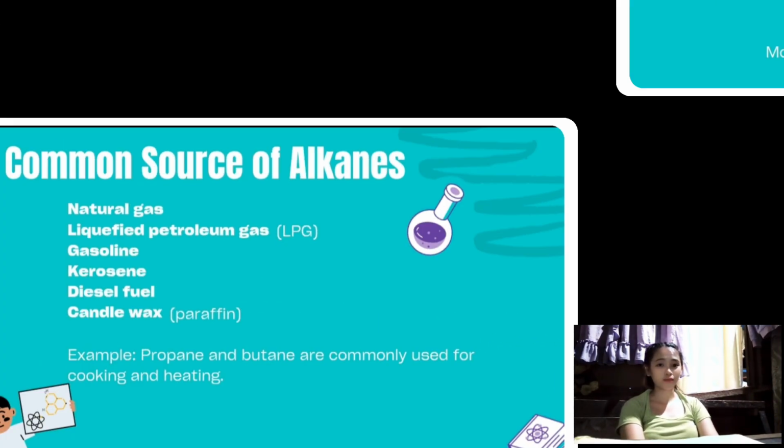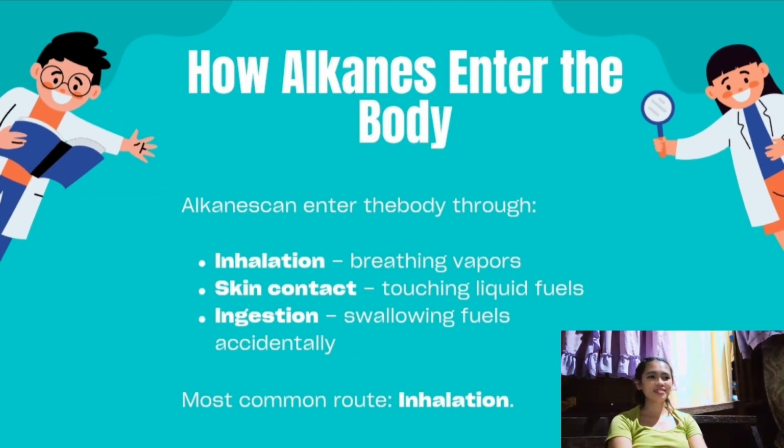Okay, let's move on. Next is how alkanes enter the body. Alkanes can enter the body through inhalation. Breathing vapors can cause dizziness, headache, drowsiness, nausea, gastritis or acid reflux, and loss of coordination. High concentration can depress the central nervous system and may lead to unconsciousness.